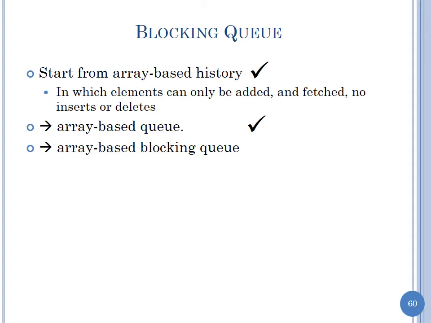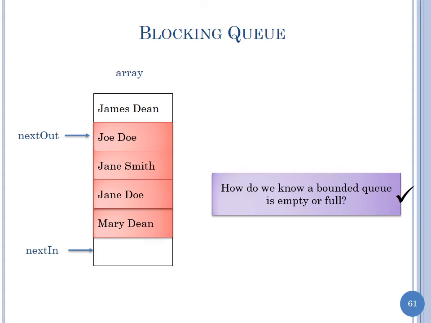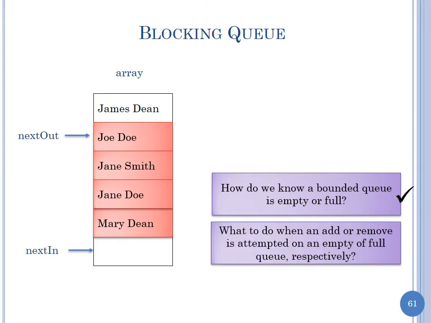And let's talk about doing an array-based blocking queue. So we figured out how to determine if a bounded queue is empty or full. And the question now is what to do when an add or remove is attempted on an empty or full queue respectively. And we're talking now about a concurrent situation, and we have the ability to block. So the question is, when do we block and who blocks?